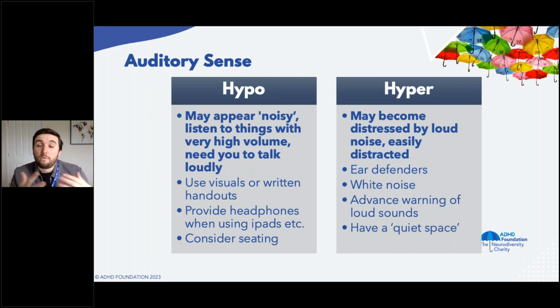And then again, think about where they're sat in the room. So for these kids, I would say as close to the front as possible, just so that they can definitely hear what's going on.